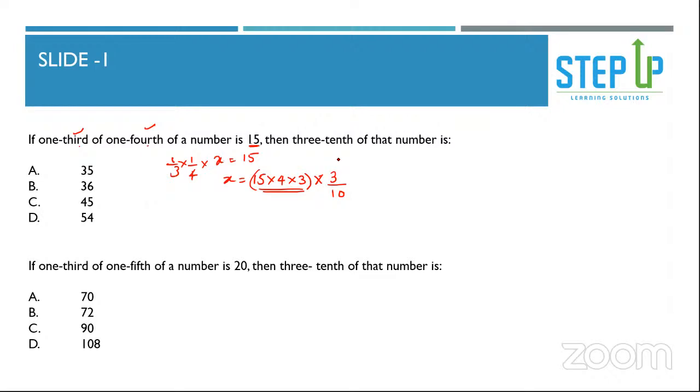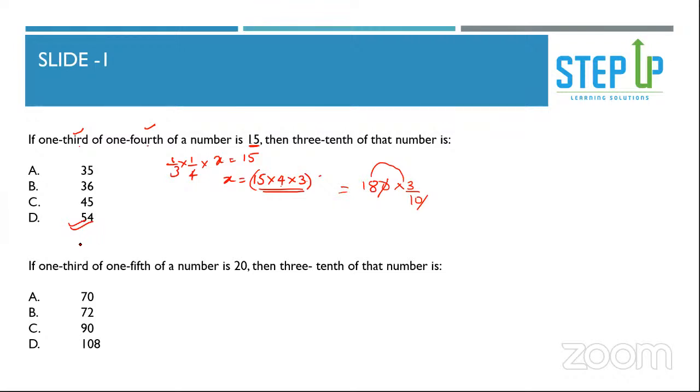All right. So do one thing. First of all, calculate this part. What will it be? 15 into 4, 60, into 3, 180. Now 3/10 of this number. It means that this zero will get cancelled out. 18 into 3, 54 will be your answer.